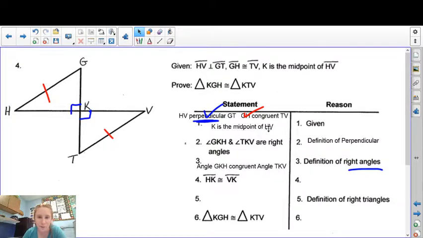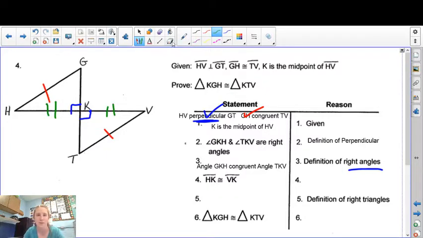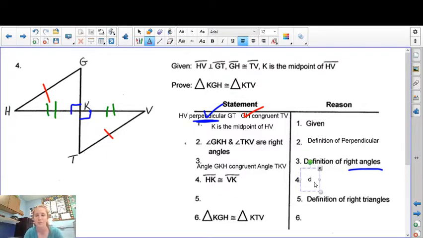Then it says K is the midpoint of VH, so VH, wow, I read that backwards twice. HV is here, midpoint sits in the middle. So if he sits in the middle, then this segment and this segment must be equal. And that would be my definition reasoning.